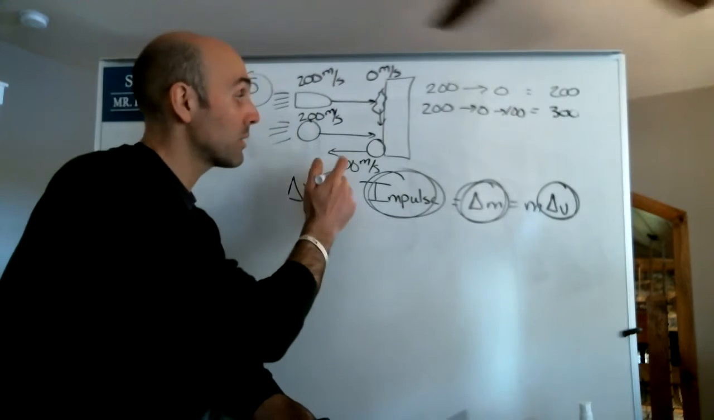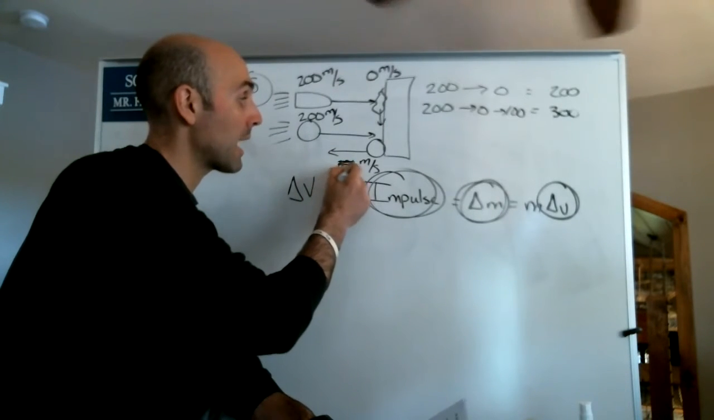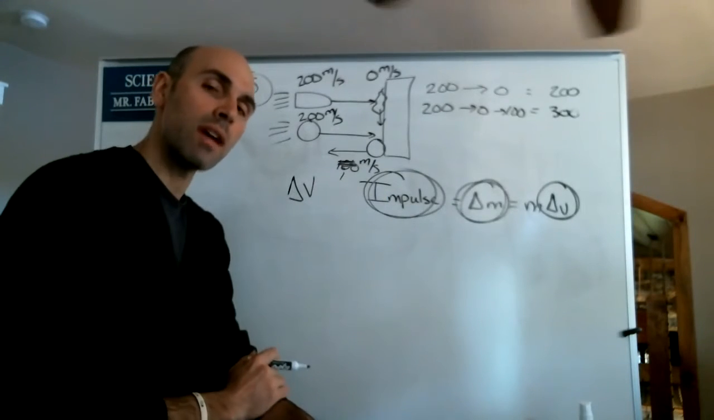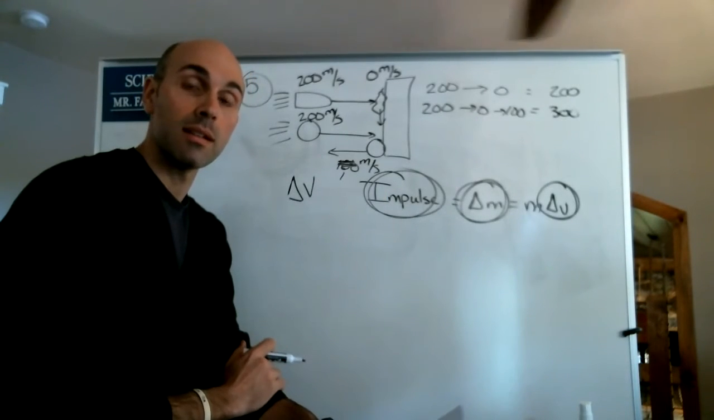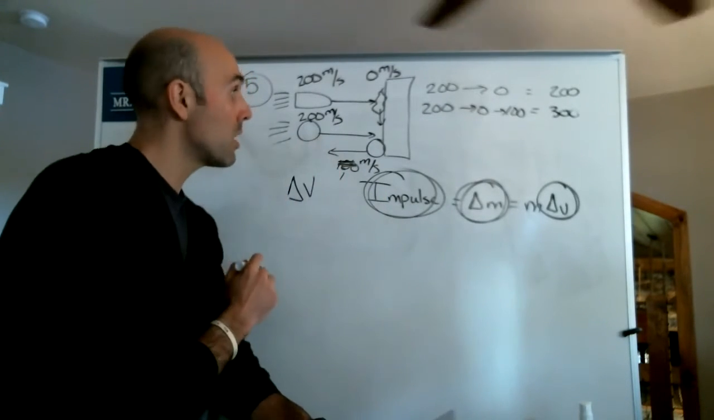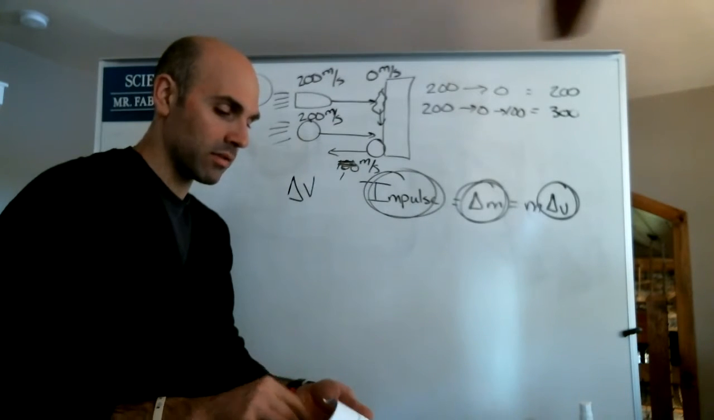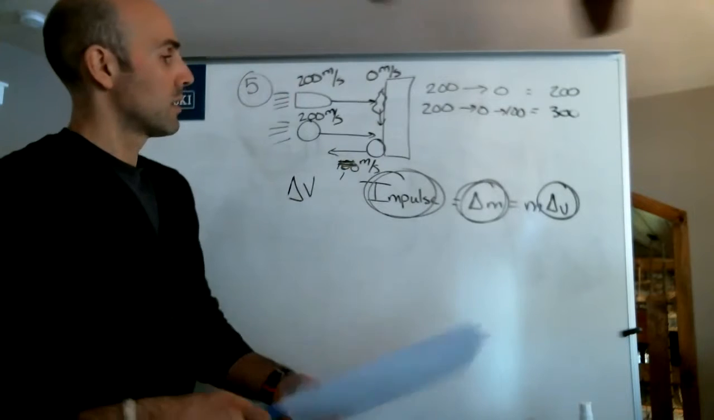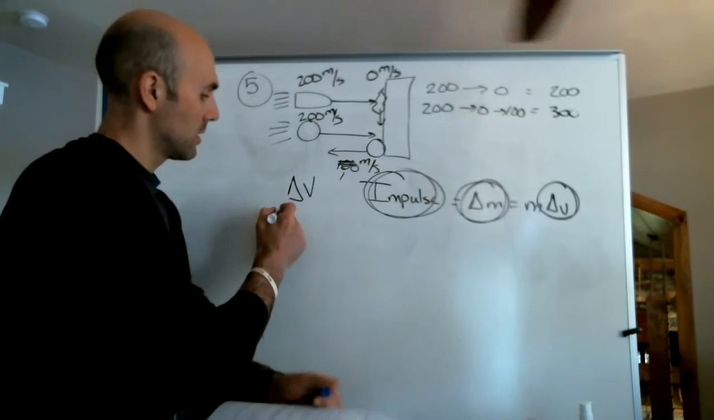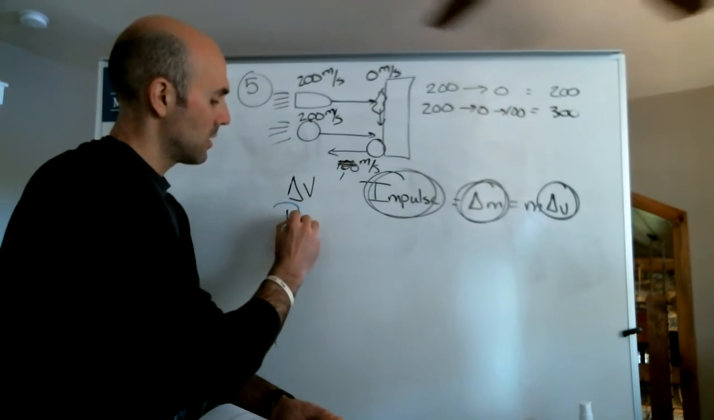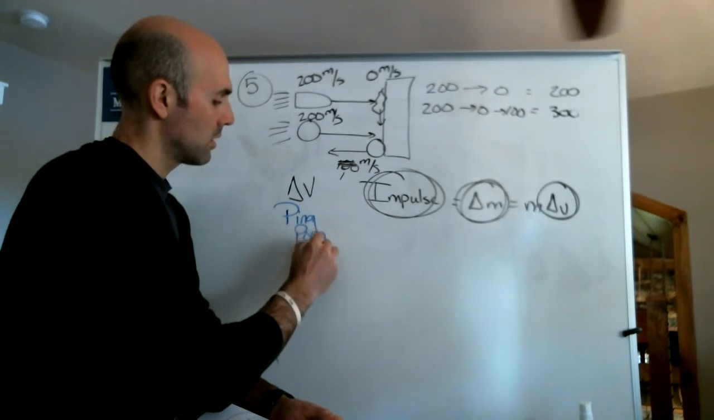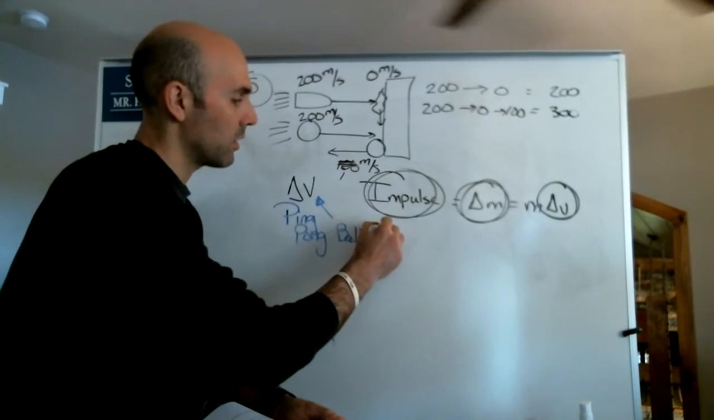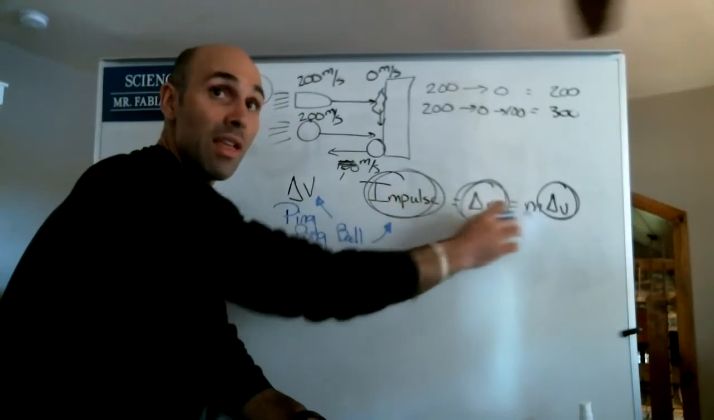And you know what? I don't care. You could have just said it bounced back at 1 meter per second. It would have been 201. It still would have had a greater change in velocity. So the ping pong ball has a greater change of velocity. Let me get a different color here just to make sure you guys get this. The ping pong ball had a greater change in velocity and it also had a greater impulse because remember, they are the same thing.